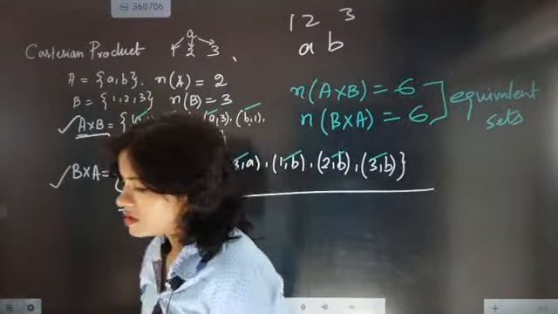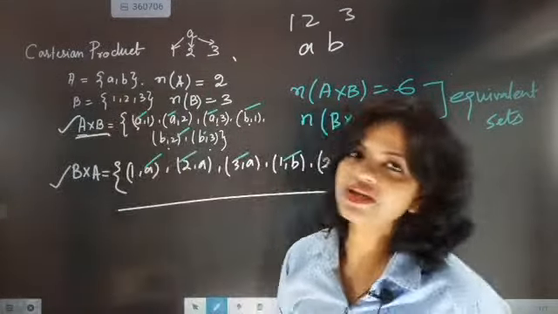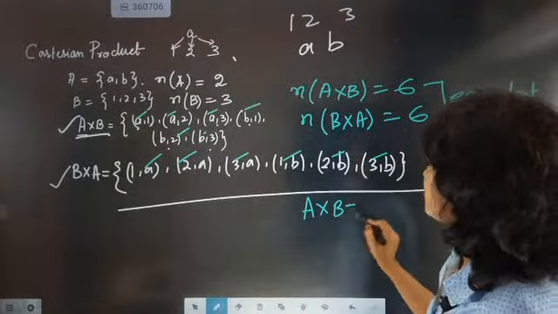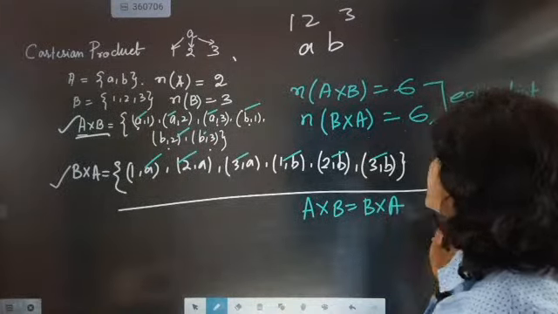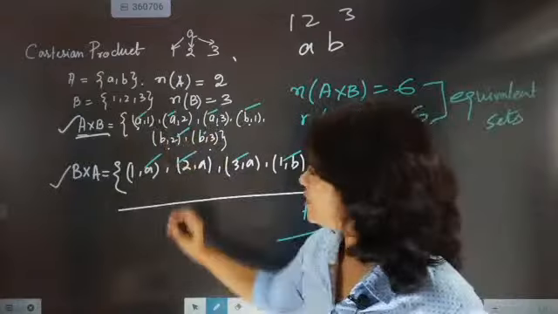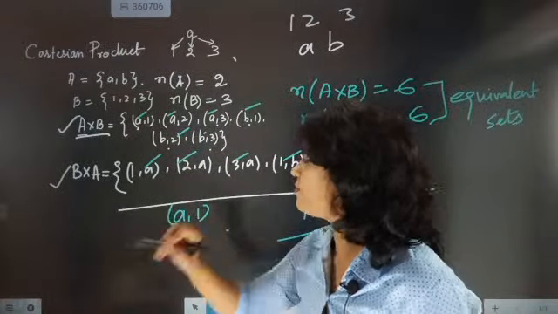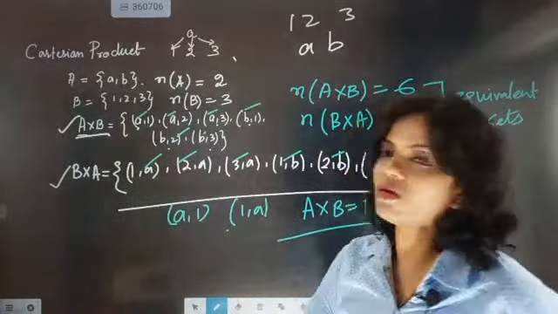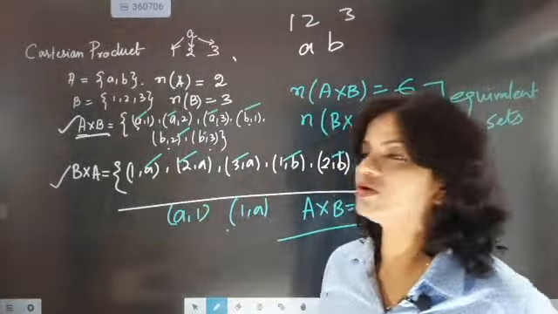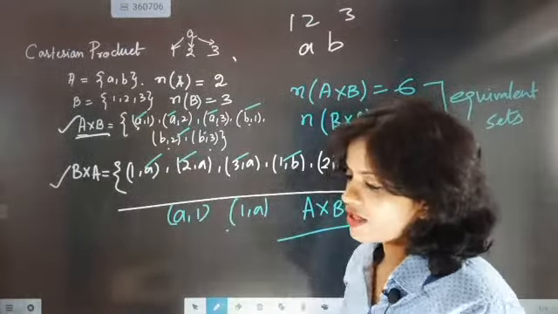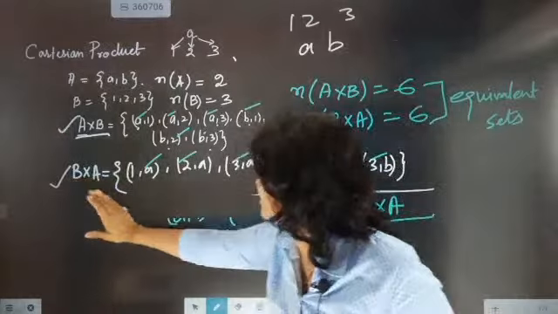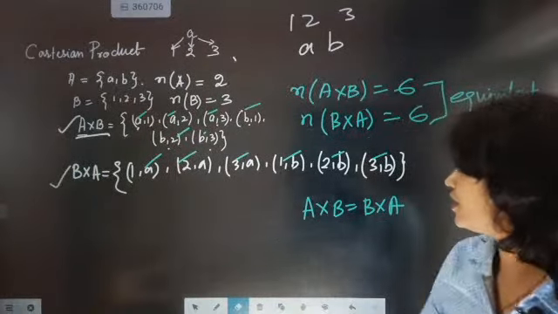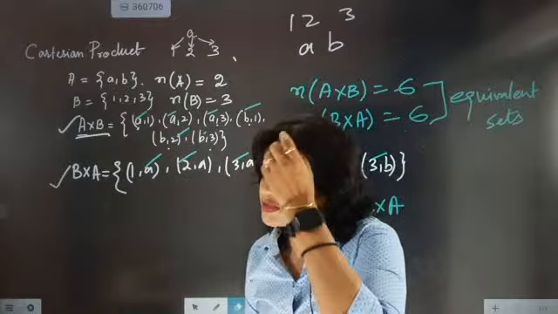But are they equal? No. A cross B is never equal to B cross A. Never are we going to make them equal. The reason is, for A cross B, you write the element as A comma 1. For B cross A, the element is written as 1 comma A. And A cannot be equal to 1, and 1 cannot be equal to A. So this story finishes here, and we are not going to use it further.